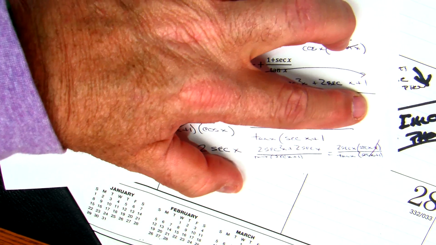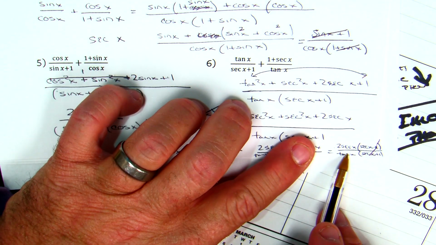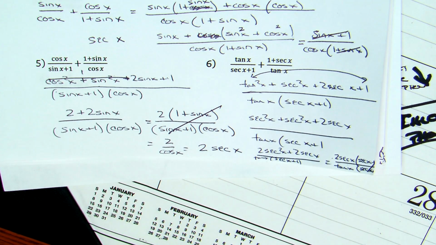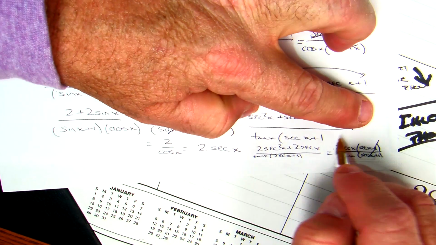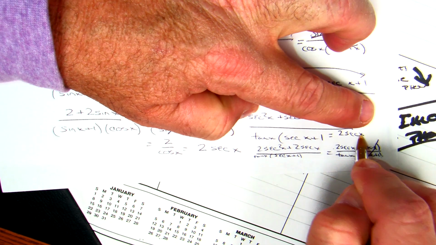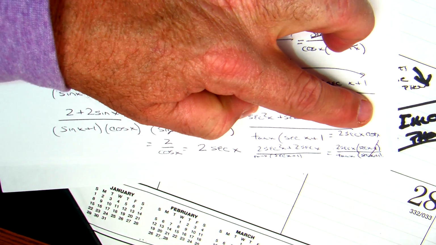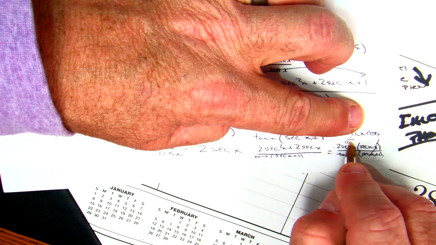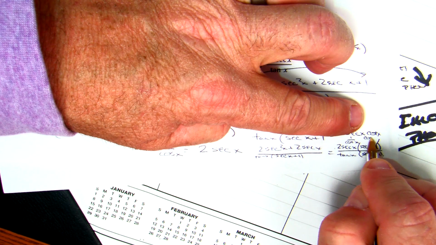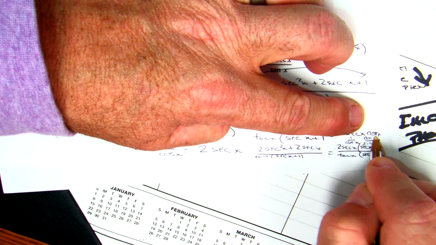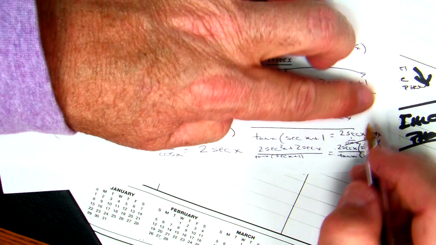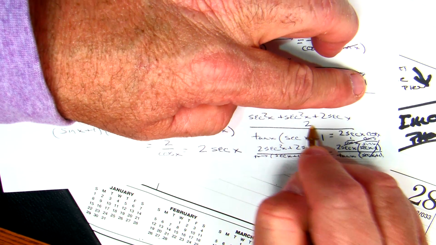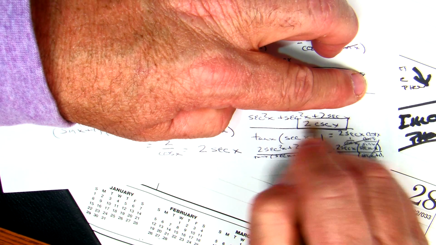Secant x plus 1s cancel out, giving you 2 secant x over tangent x. That is going to be equivalent to 2 secant x, cotangent x. Secant x is 1 over cosine, cotangent is cosine over sine, cosine x cancel out, leaving you with 2 over sine x, which is 2 cosecant x, when you're all done.